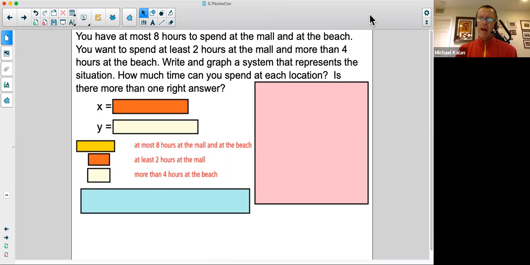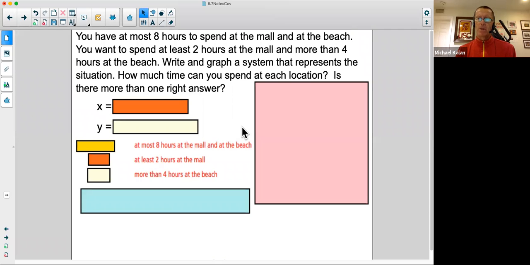You have at most 8 hours to spend at the mall and at the beach. You want to spend at least 2 hours at the mall and more than 4 hours at the beach. Good idea to spend more time at the beach than the mall, in my humble opinion. Write and graph a system that represents the situation. How much time can you spend at each location? Is there more than one right answer?